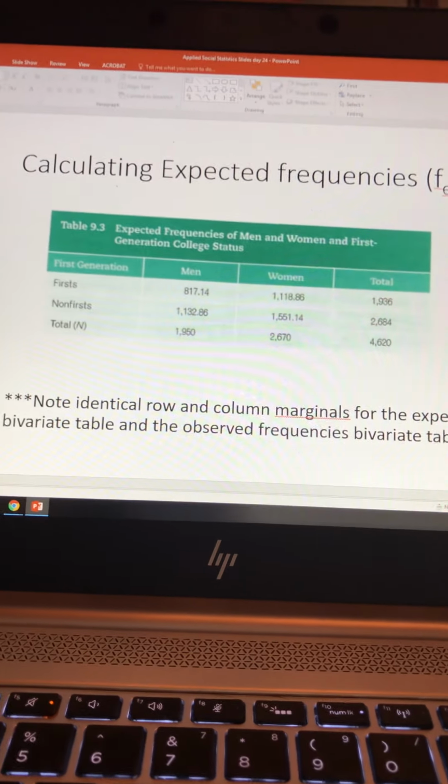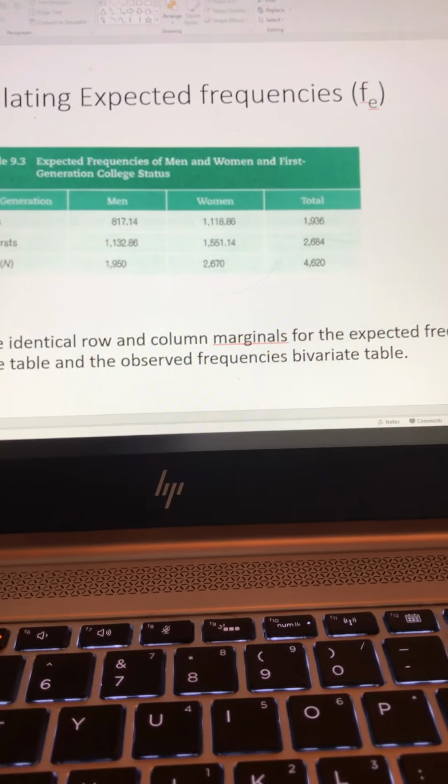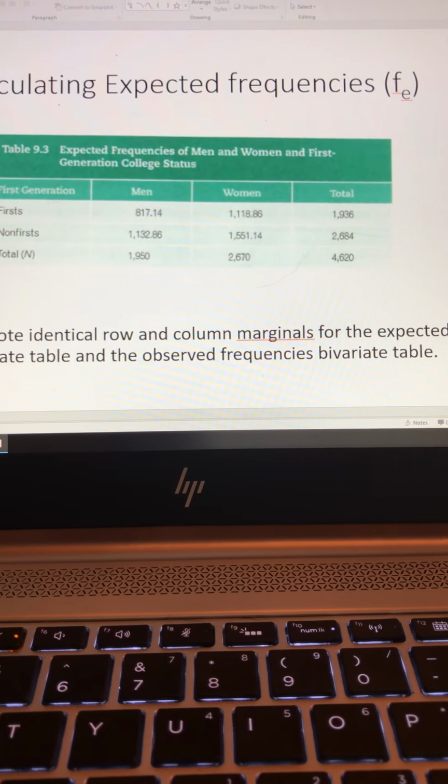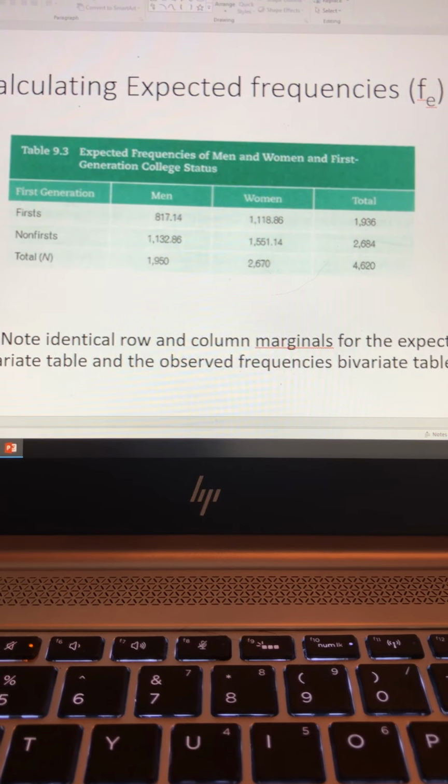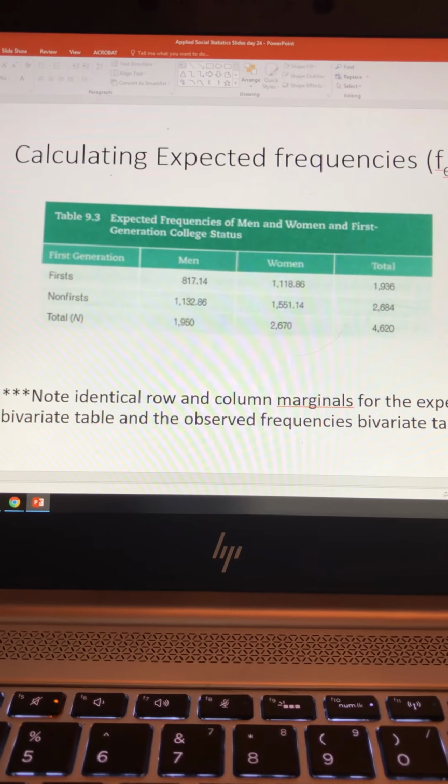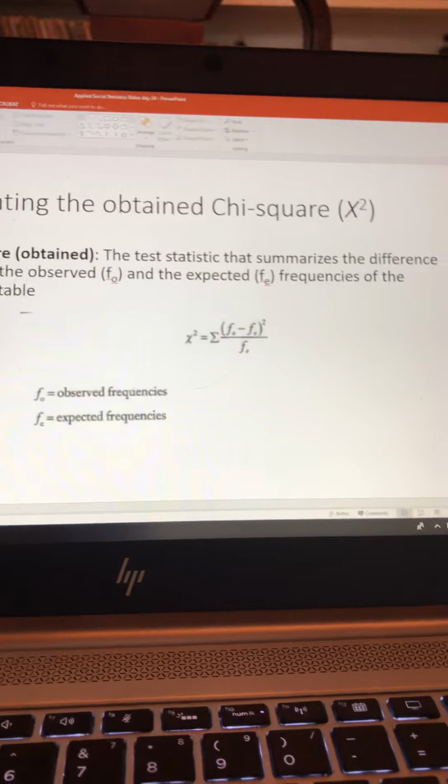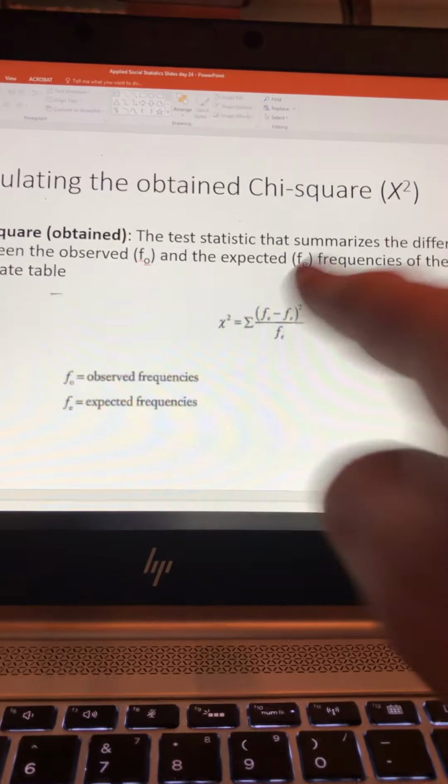So that's it as far as how to obtain the expected frequencies. So now that you've done that, you've kind of done the hard part. Now it's just sort of plug and go. So here's the equation to calculate chi-squared.